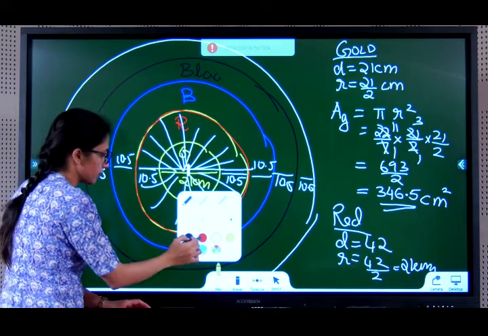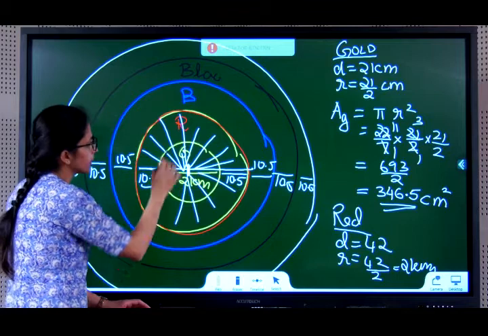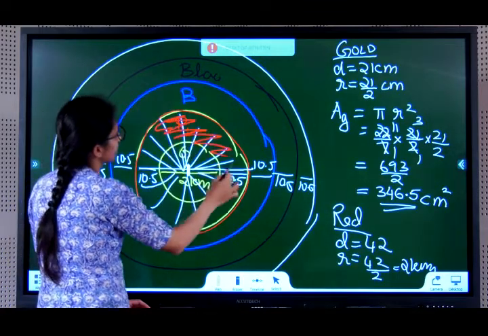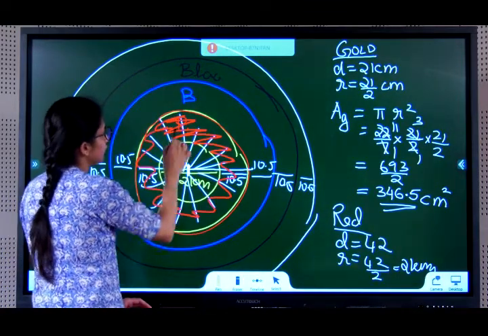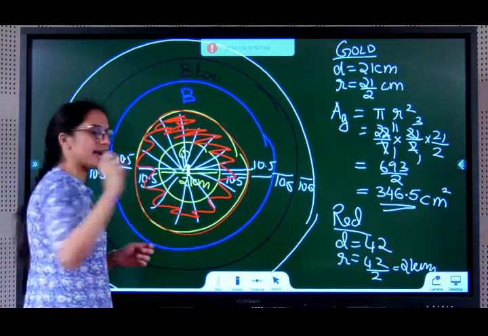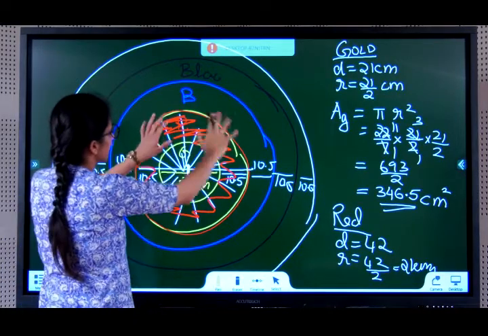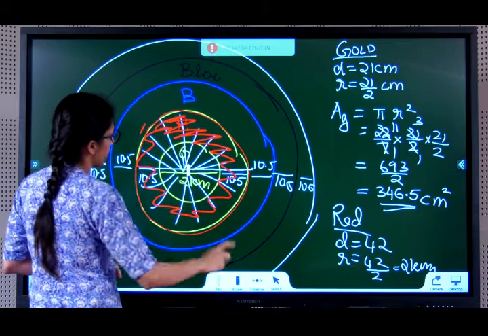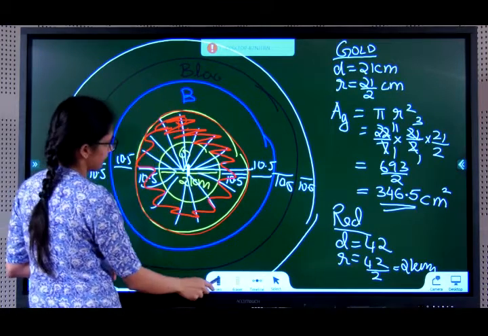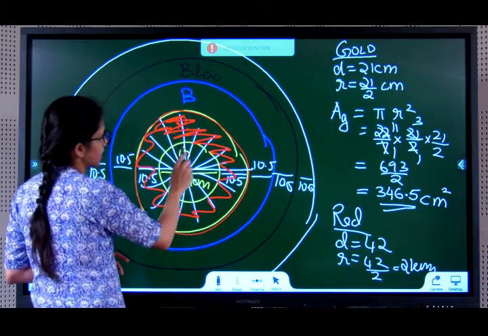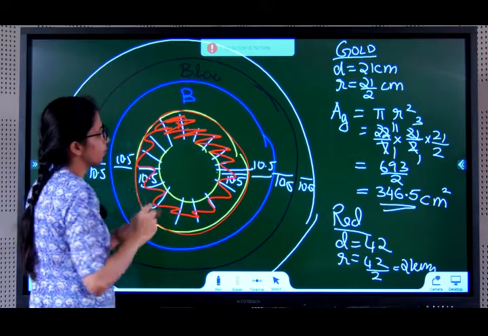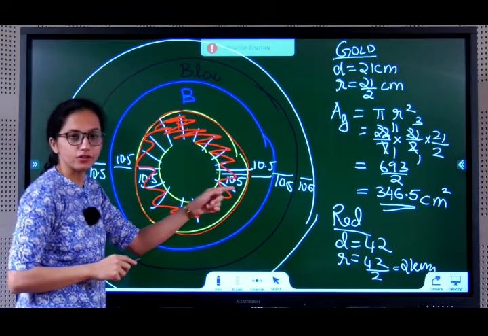I want only the red portion, and the red portion is only this. So what should I do? First find the whole area, then minus the gold. I hope you are understanding. So first find the whole area and then minus the gold. We will get the red region.